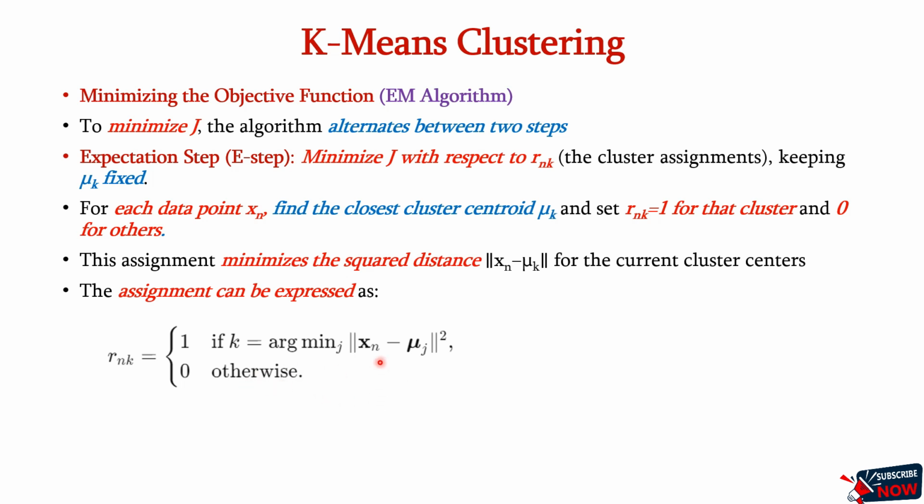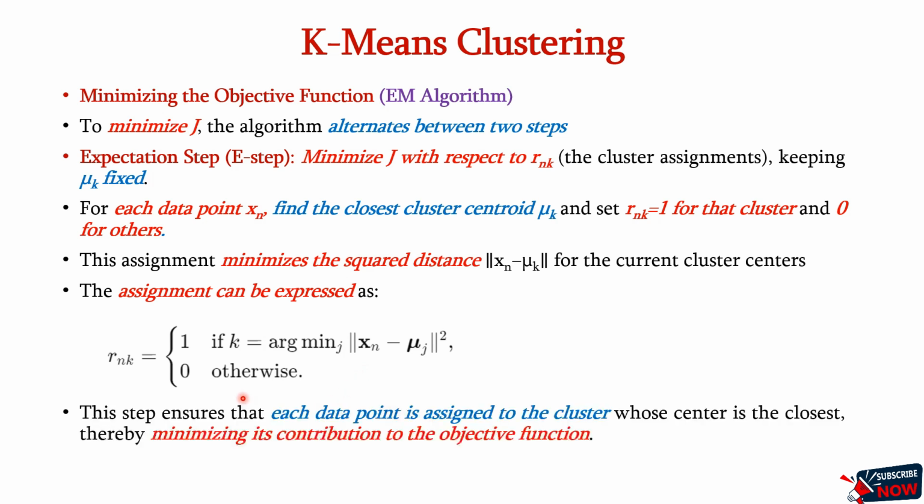That means if the distance between the particular data point and the cluster centroid is the minimum, then we assign this data point to that particular cluster k, which is represented as 1. Otherwise, it won't be assigned to that cluster and it will become 0. So this step ensures that each data point is assigned to the cluster whose center is the closest, thereby minimizing its contribution to the objective function.